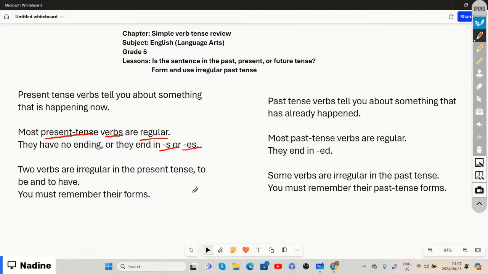And when it comes to the present tense verb, two verbs are irregular in the present tense, and that is to be and to have. And when it comes to the present tense, with the two verbs being irregular, you must remember their forms. You're going to have to remember their forms, and those are the two that are irregular.